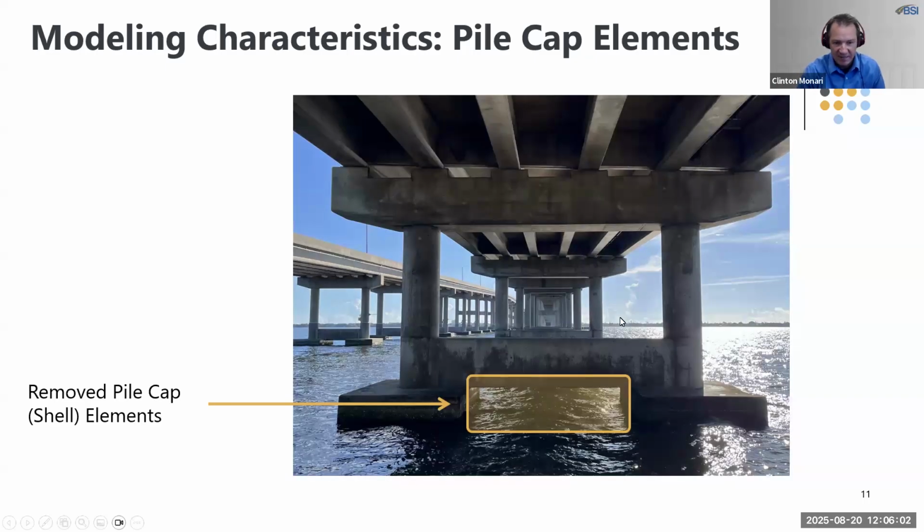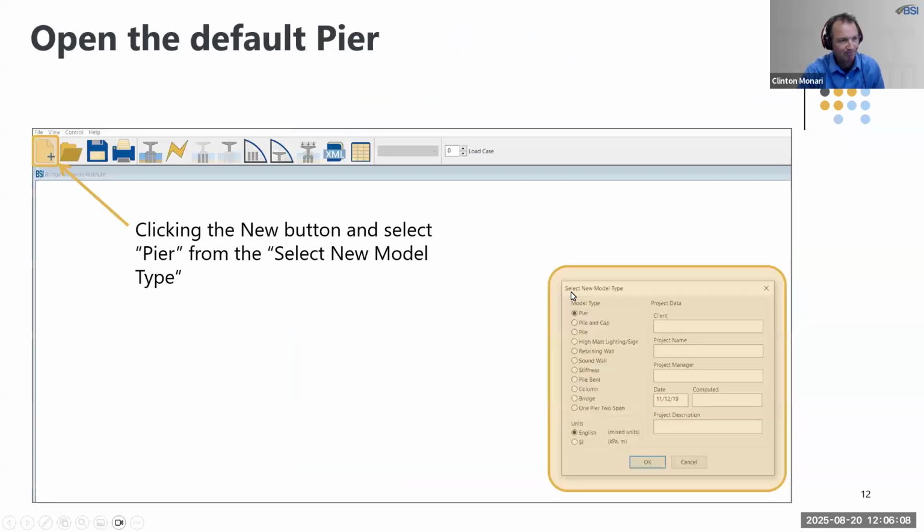So those are the major areas of modeling that we're going to focus on during this particular demonstration. So in MultiPier, if you've already created an input file and saved it, of course, you can reopen that model and continue to build it up or do whatever you want. But if you're starting fresh, you always start with a default model. And since we're doing a pier model today, we're going to start with the default pier model in MultiPier.